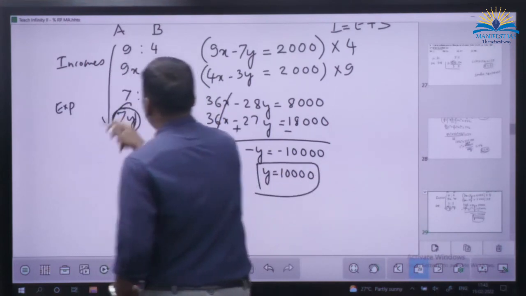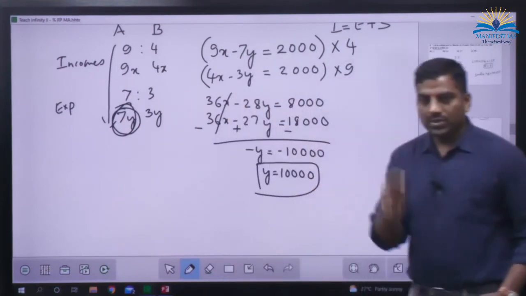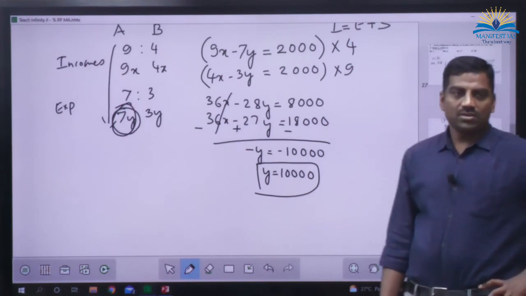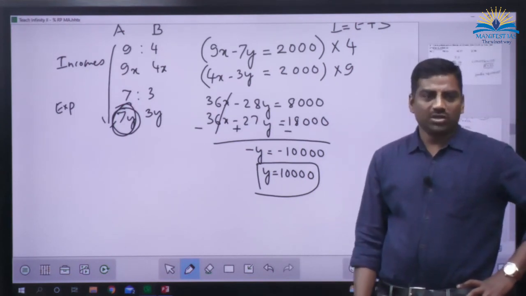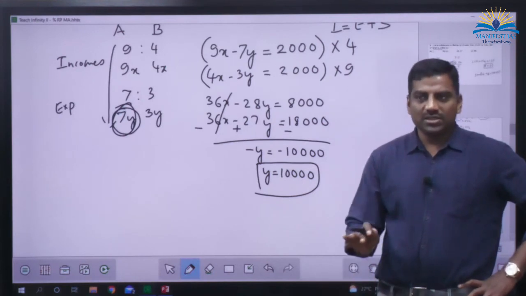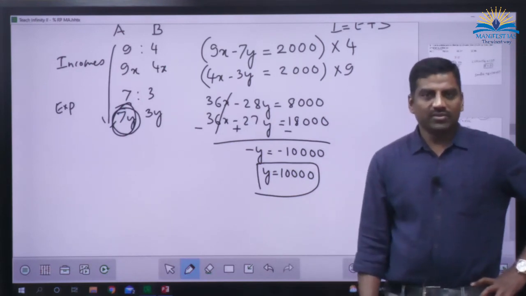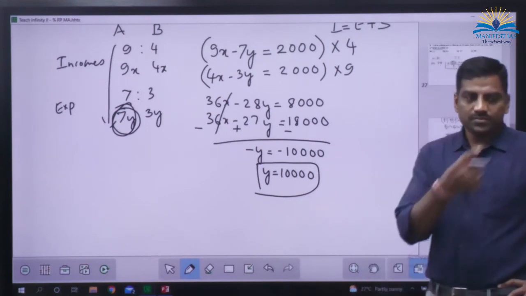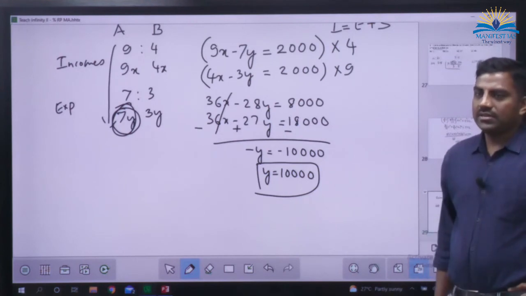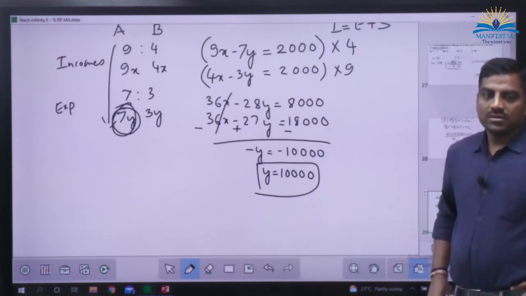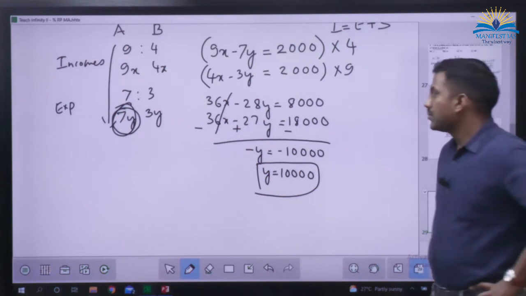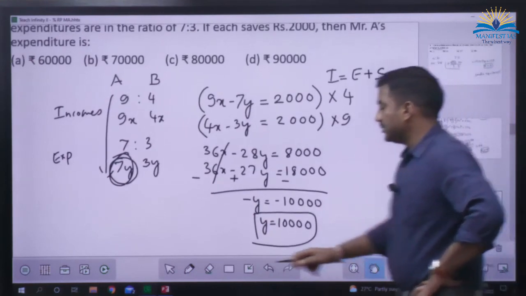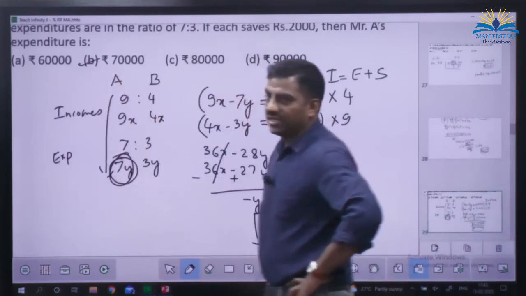What is the expenditure of A? 7y. Expenditure of A is 7y. So expenditure of A is 70,000. Don't find out x, I don't want it. Y is 10,000 we got, means done. 7y is 70,000. Yes? Correct? Yes or no? Answer is 70,000.